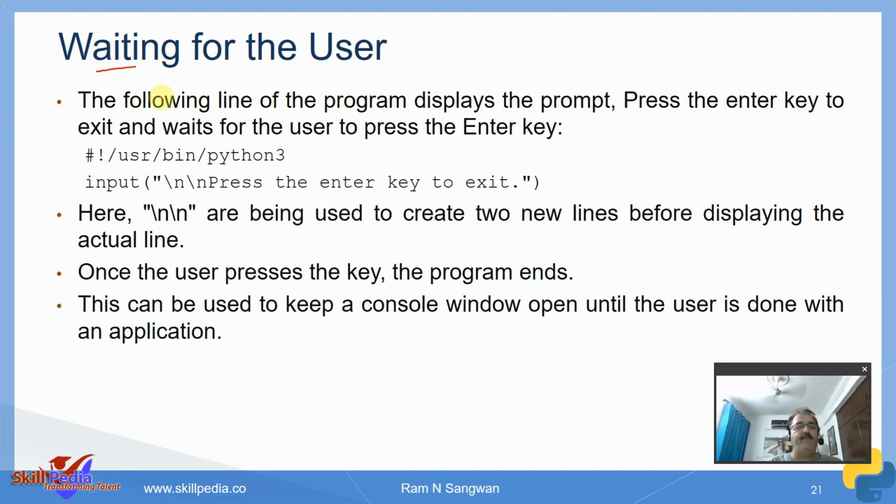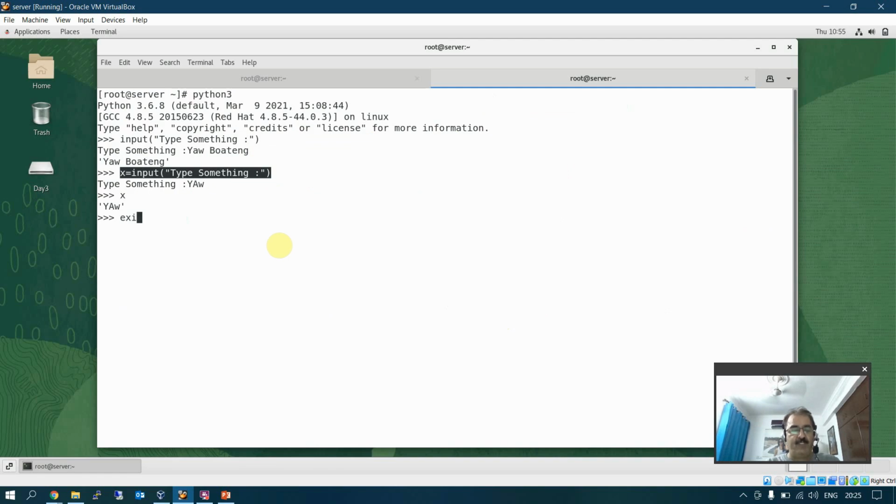Waiting for the user. The following line of program displays the prompt, press the enter key to exit, and waits for the user to press the enter key. Same thing. So this is the shebang. Now what we are doing in this example, we are putting the command in a file. This file name may be anything. Let me show you this program. I already have this program. So to exit from this, we type exit and this function with parentheses start and close. This is how it will exit.